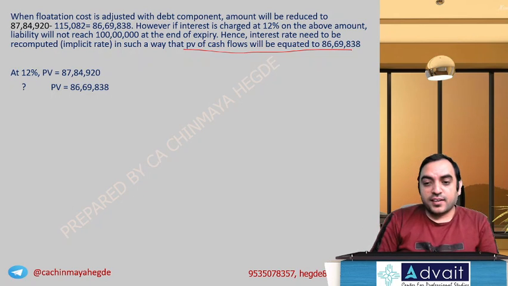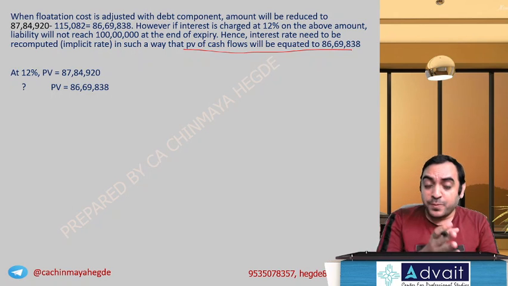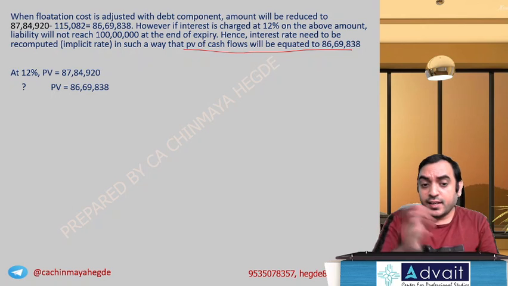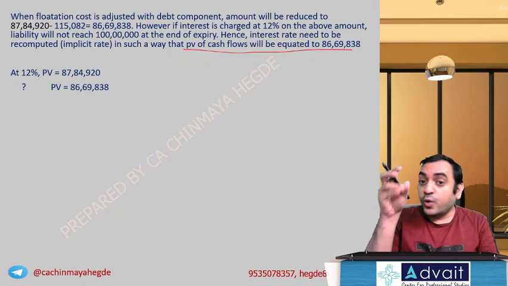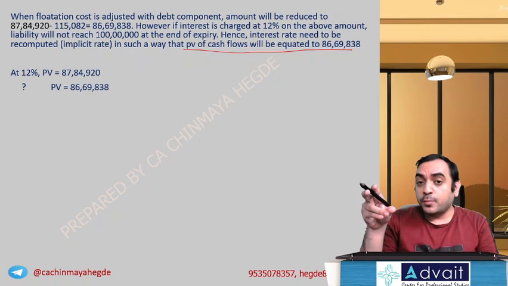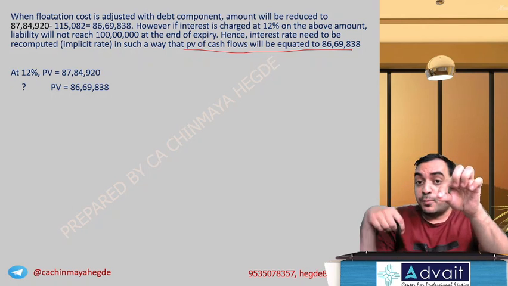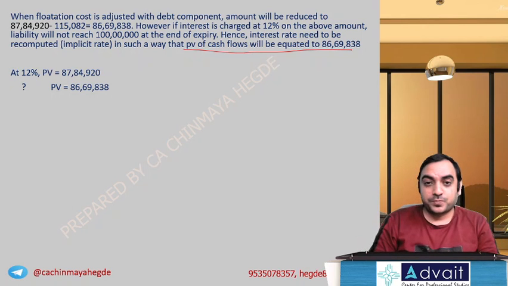Now, the IRR method, the YTM method, popularly called the interpolation method. At 12%, we got 87,84,920. What should be the rate at which we get 86,69,838? We'll assume one rate, get one more number, and between 12% and that number, and between 87 lakhs and that number, we'll try to interpolate.